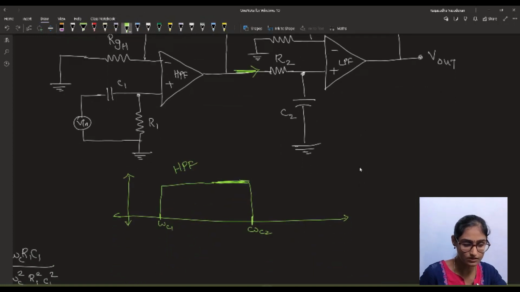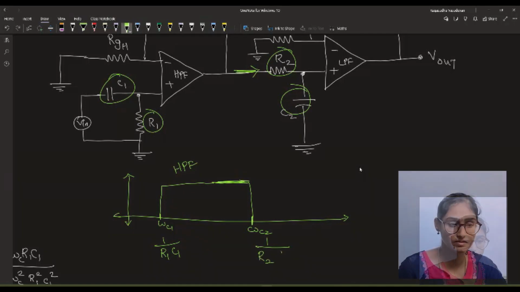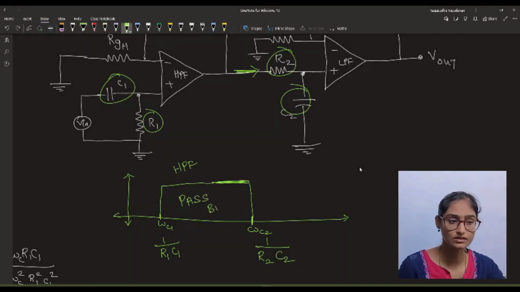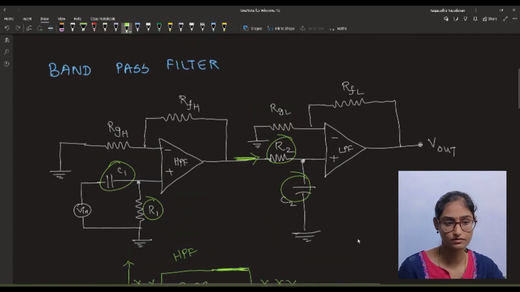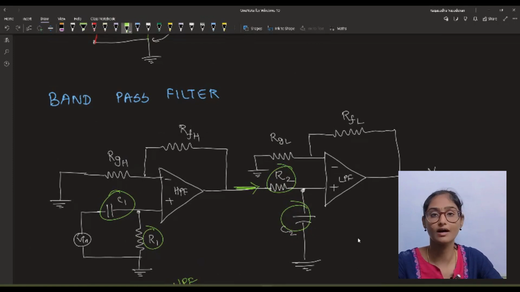This is omega C1, omega C2. What is omega C1? 1 divided by R1 multiplied by C1. So what is omega C2? Omega C2 is 1 by R2 into C2, right? This is the pass band. These signals will be rejected and also these signals will be rejected, right? This is the band pass filter.